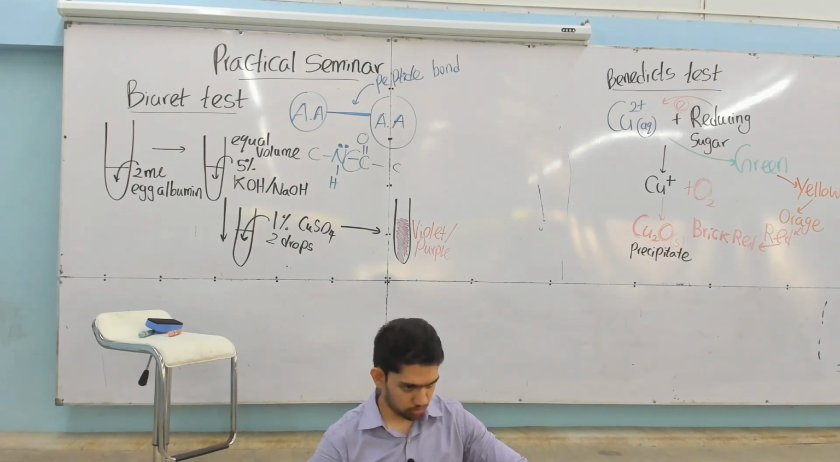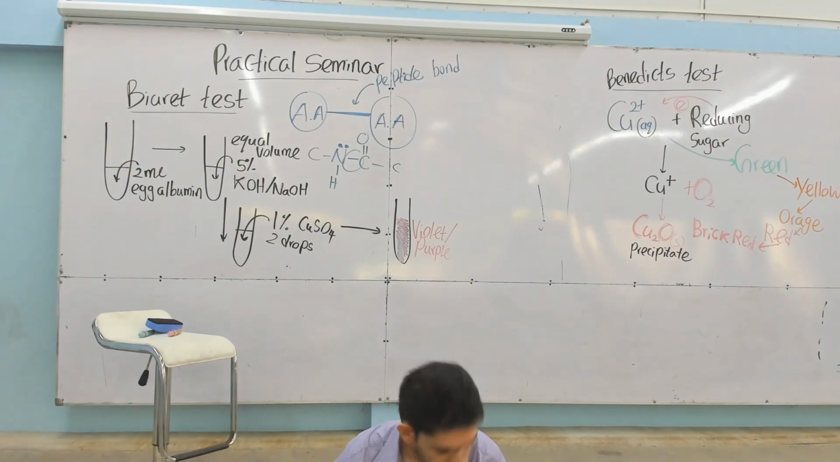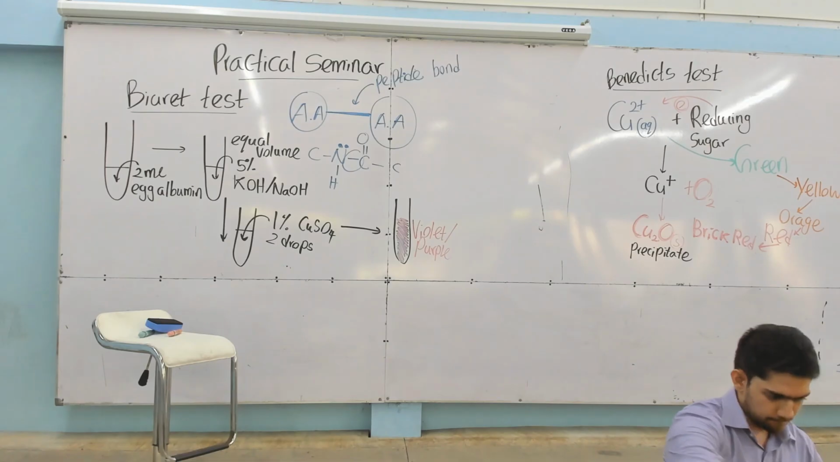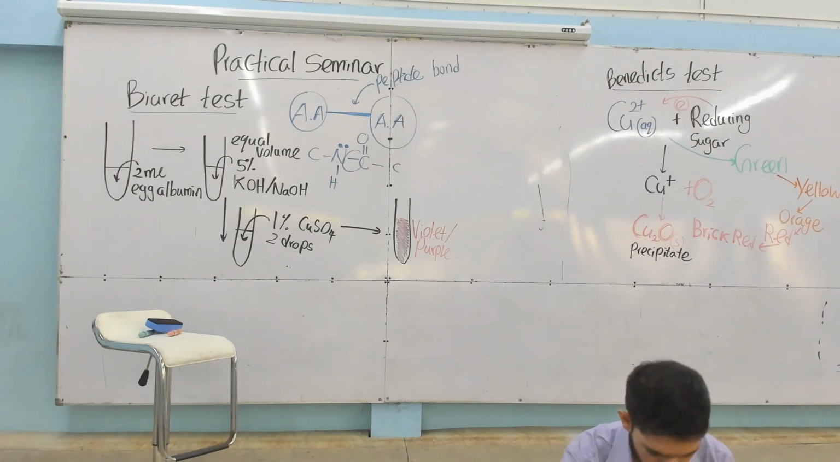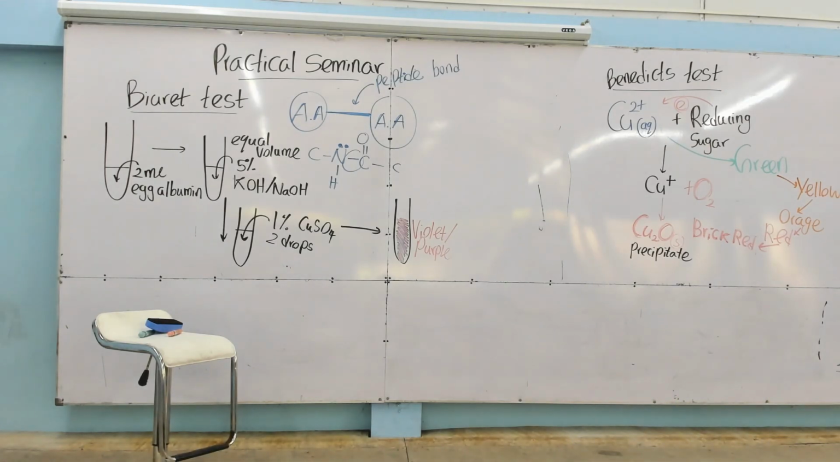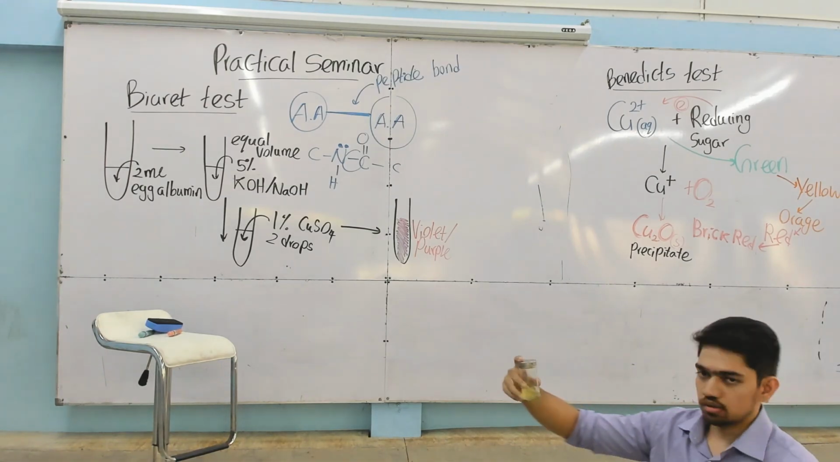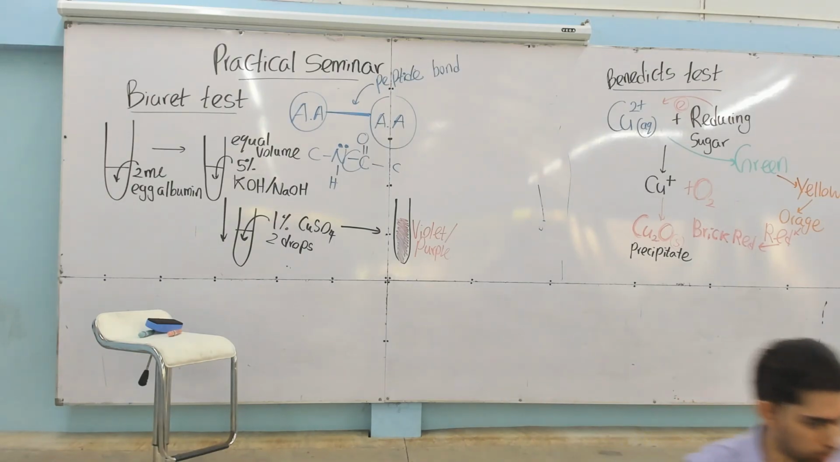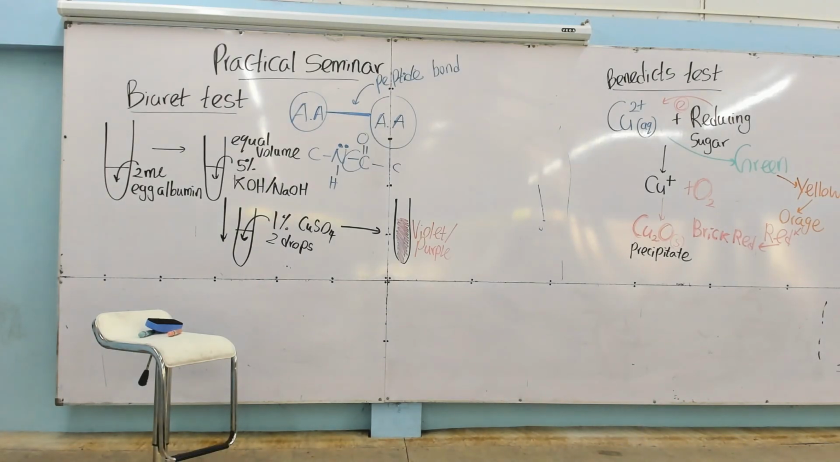What we are going to do is the exact experiment that they have given in the practical guide. This is egg white, egg albumin. What is another name for egg albumin? Ovalbumin, right? Ovalbumin.